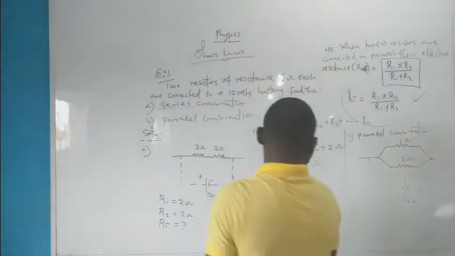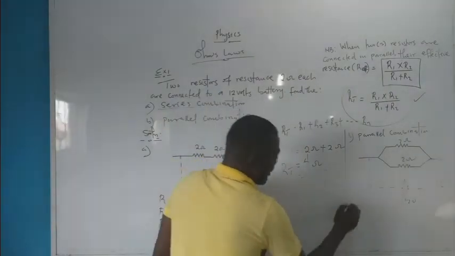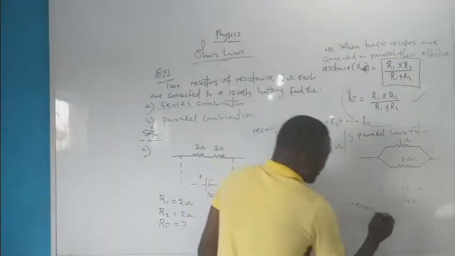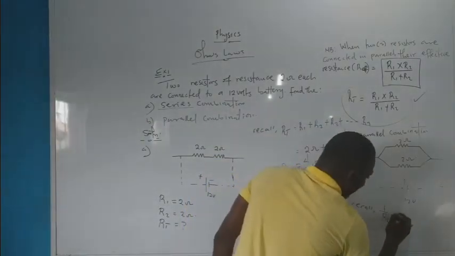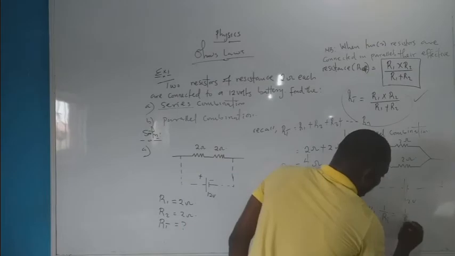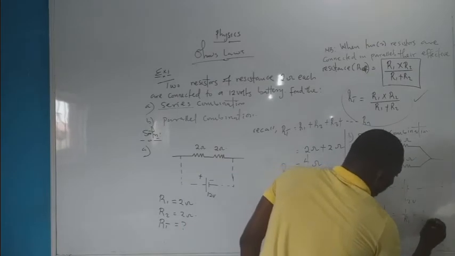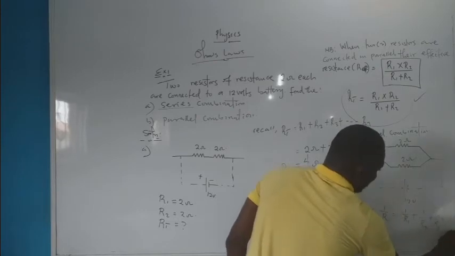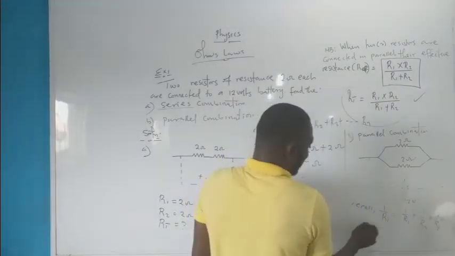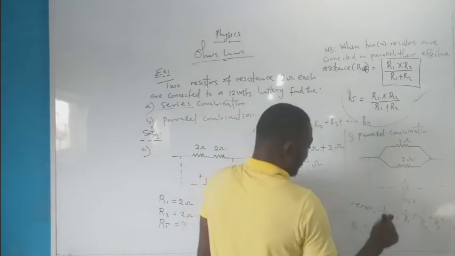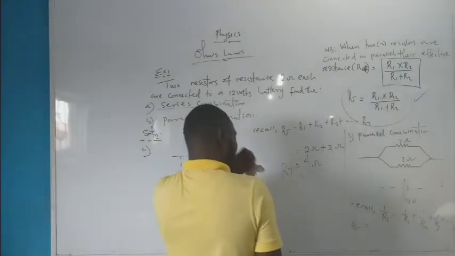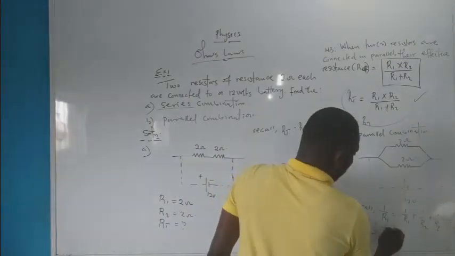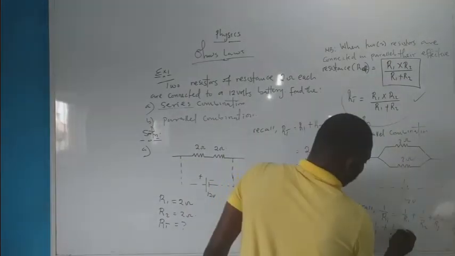Okay. So what will be the total resistance? Recall that 1 over R total equals 1 over R1 plus 1 over R2, plus 1 over R3, up to 1 over Rn. So that will be 1 over R total. 1 over R1 is 1 over 2, R2 is 2.